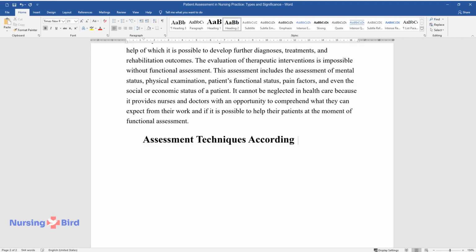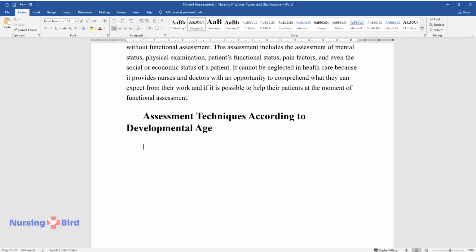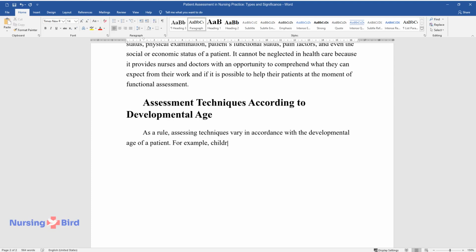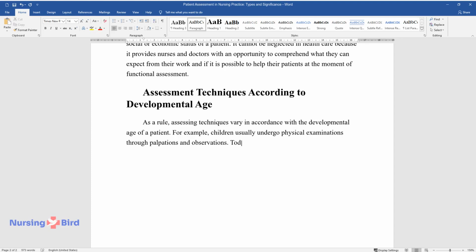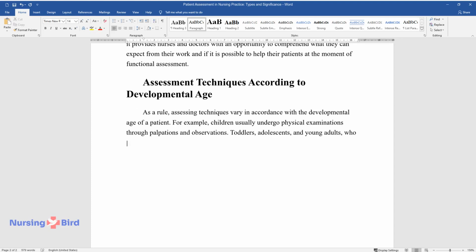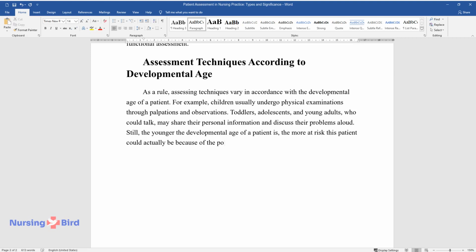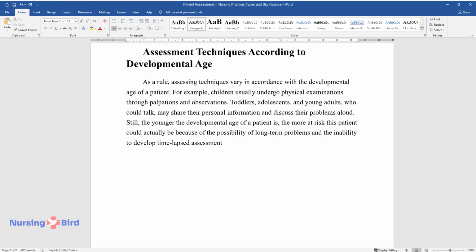Assessment techniques according to developmental age. As a rule, assessing techniques vary in accordance with the developmental age of a patient. For example, children usually undergo physical examinations through palpations and observations. Toddlers, adolescents, and young adults, who could talk, may share their personal information and discuss their problems aloud. Still, the younger the developmental age of a patient is, the more at risk this patient could actually be because of the possibility of long-term problems and the inability to develop time-lapsed assessments.